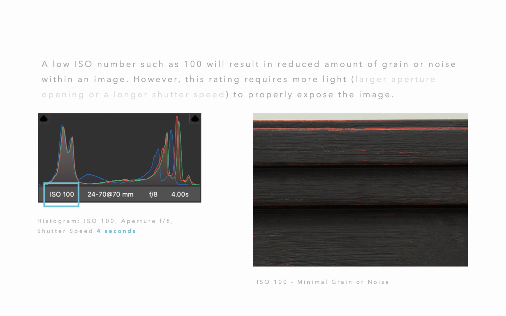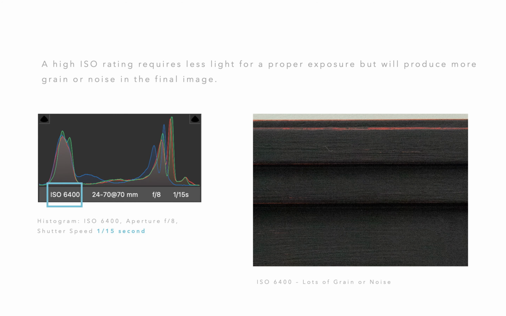See, this is my only issue with this. I'm going to turn off the lights real quick because maybe this example will be easier for us to observe. A low ISO number, such as 100, will result in a reduced amount of grain or noise within an image. However, this rating requires more light, as I've already mentioned, to properly expose the image. So this looks pretty nice, and it may not translate as well on this screen. When I go over to the next image, this is more noticeable in the darker values.